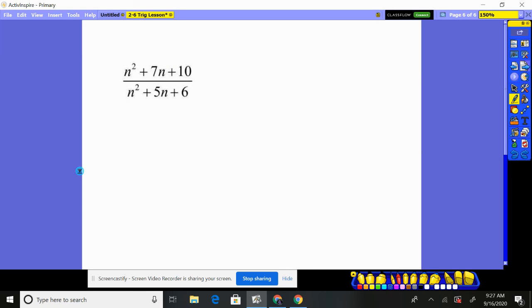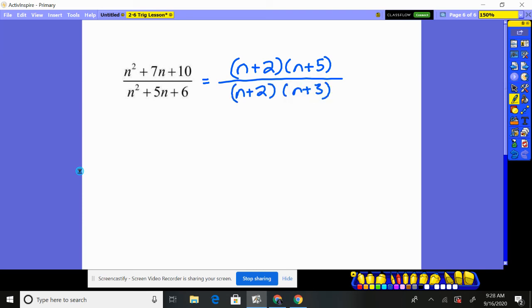Let's look at this guy. Ooh, we're going to have to factor the top and the bottom. Well, let's see. For 10 that gives you a 7, I can see an n plus 2 and an n plus 5. In the bottom, for 6, what multiplies together to give me 6? 1 and 6, 2 and 3. Oh, it's a 2 and a 3. Now, is anybody going to cancel out here? Oh, look at that. Those go away. And this will simplify to n plus 5 divided by n plus 3.